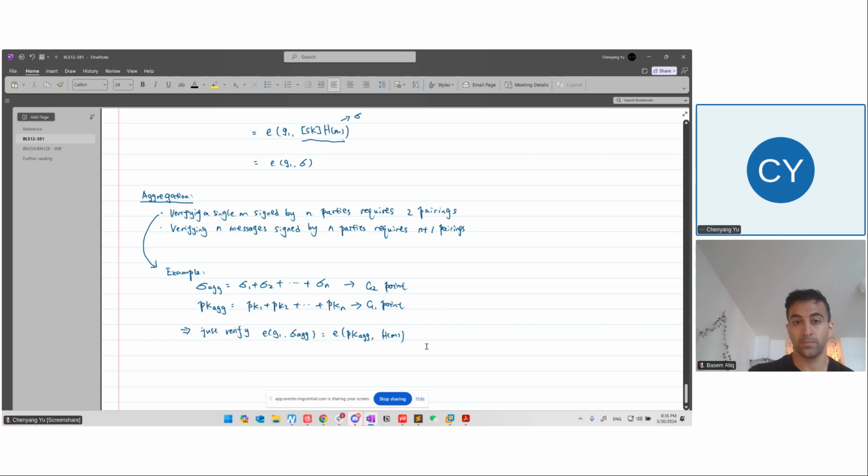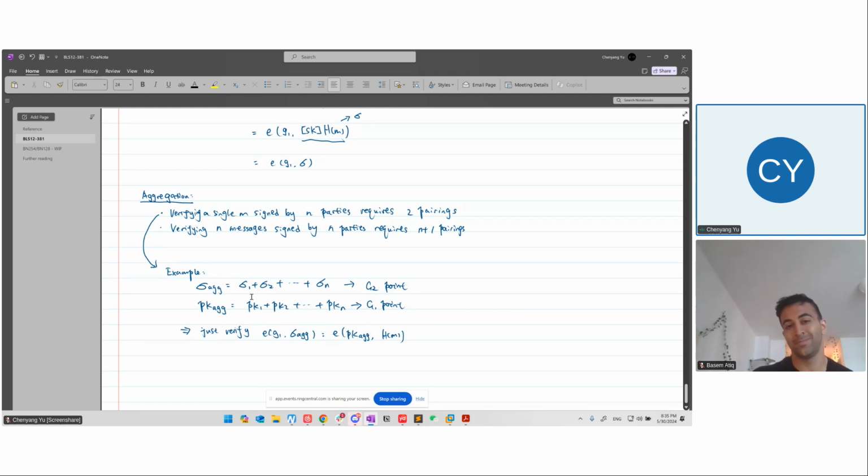So this is called the aggregation property of the BLS signature scheme. And you can see basically we have n parties and n signatures and public keys, but in the end, we only do pairing once. So this is pretty efficient.